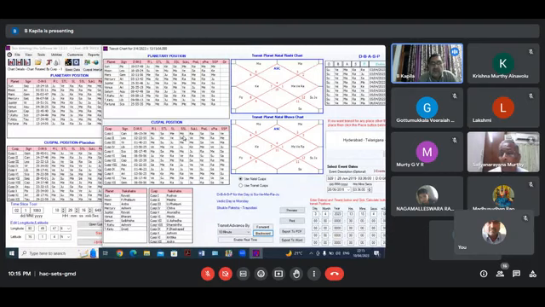Now if you remember, we have discussed that the fifth cusp co-rulers will be Venus, Jupiter, Venus, Saturn, Rahu, Mars and Mercury. Is it okay? Yes, sir.